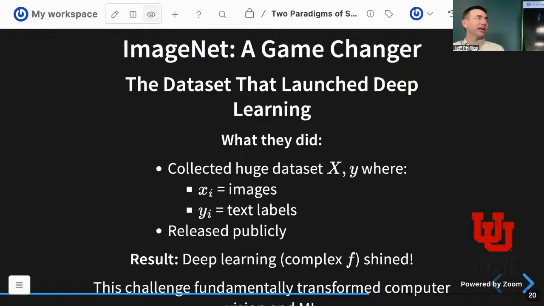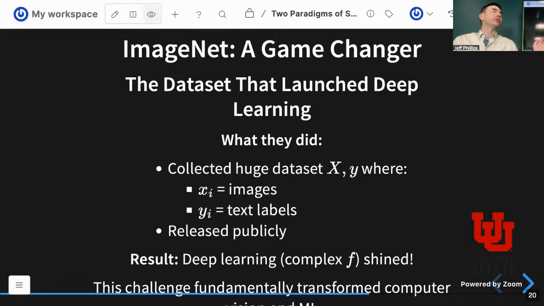Another kind of game changer in the world of image processing: there were data sets and challenges for a long time, but they were fairly small and structured. A big improvement here was this very large data set called ImageNet. They basically collected a huge set of images and text labels from the captions of the images, and the goal was trying to predict something about the labels.